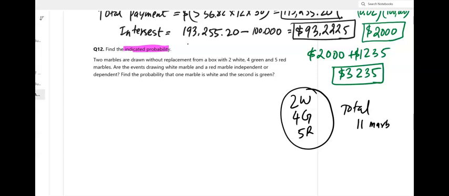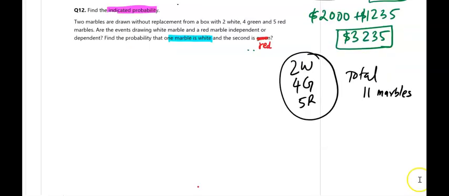Okay, so you took 1 marble, and again you do not replace it. It tells you draw 1 marble without replacing. You draw another one. So the question is asking, are those events, drawing a white marble and a red marble, independent? Since you do not replace the first marble, they are dependent. Okay, they are dependent.